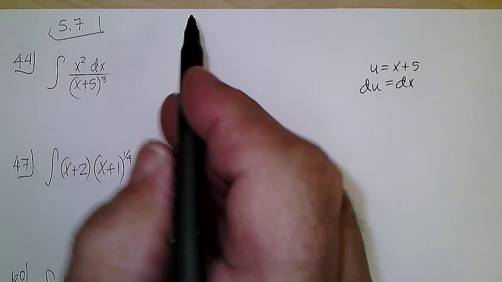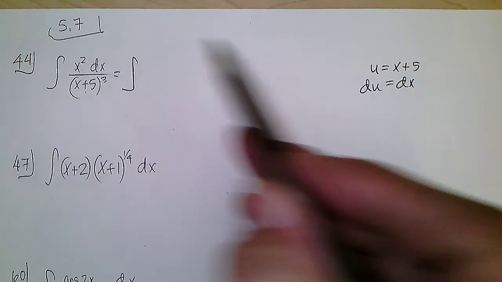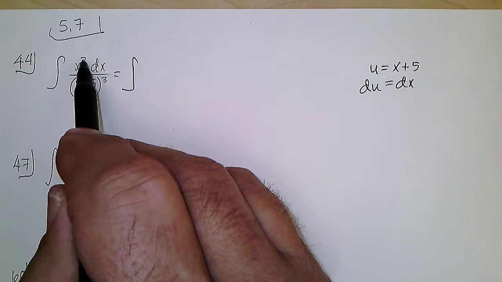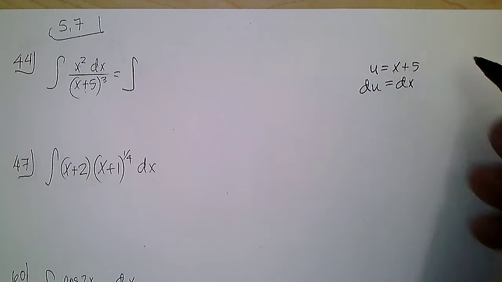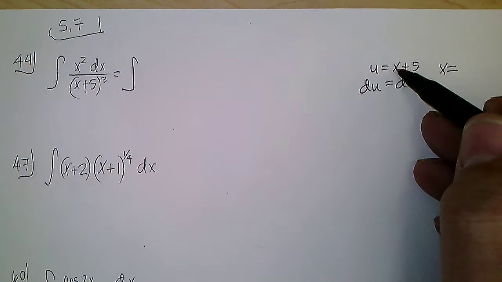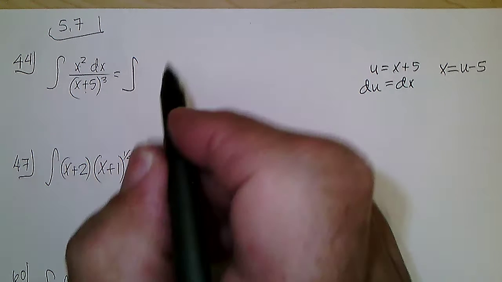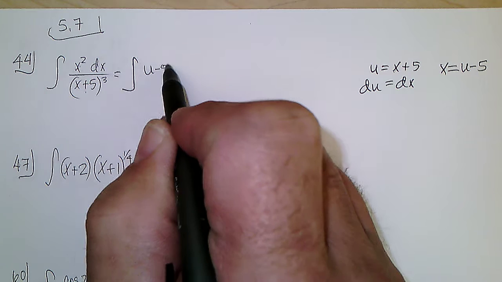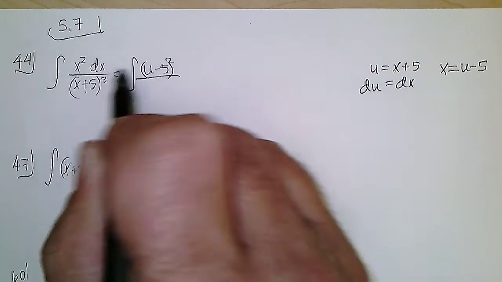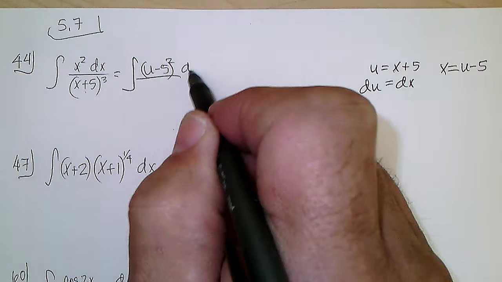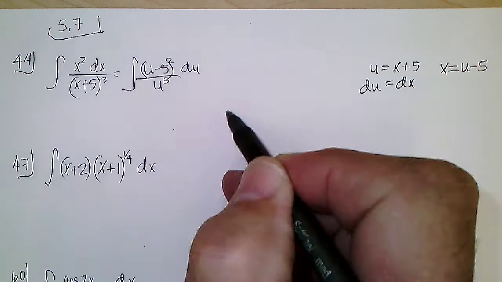And so this would become the integral. So that x squared is not going to cancel. So I better have something to put in for the x squared. So what is x? Well, x would be, solving for x here, u minus 5. So I'd have u minus 5 squared over, and dx and du are the same, over u to the third.